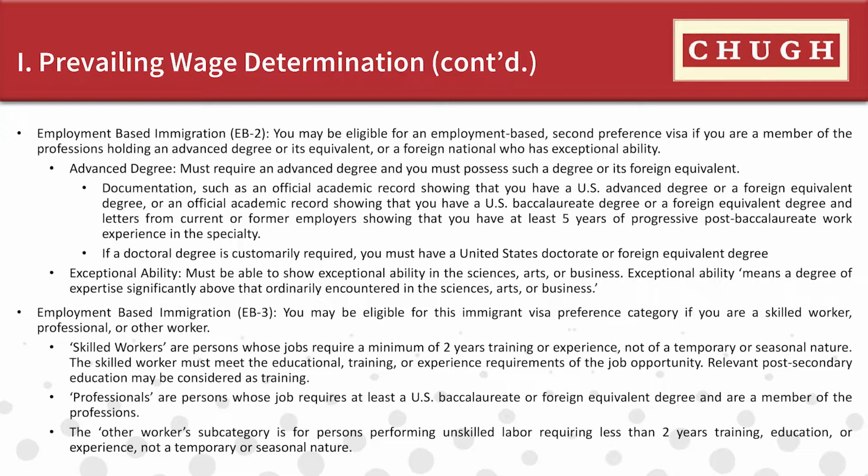Now, there's a couple of categories to keep in mind, just to go a little bit more in depth with regards to the education and experience qualifications that you may be putting on your prevailing wage determinations. There's ultimately two main categories when filing a prevailing wage determination, employment-based 2 and employment-based 3, which are both listed here. So you may qualify under employment-based 2 if you're a member of the professions holding an advanced degree or its equivalent, or a foreign national who has exceptional ability.